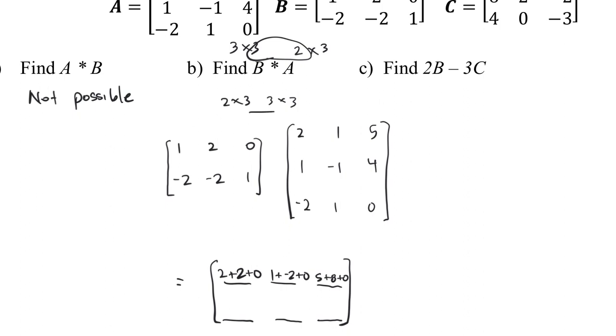All right, this entry is row 2, column 1, so now we need row 2, column 1. So that's going to be negative 2 times 2, negative 2 times 1, and 1 times negative 2.